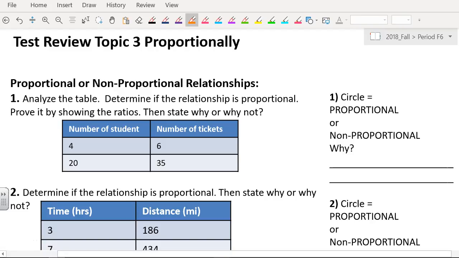Now, it says proportional or not proportional. Analyze the table. Determine if the relationship is proportional. Prove it by showing the ratios. Alright, help us out, Miss Chocolate.